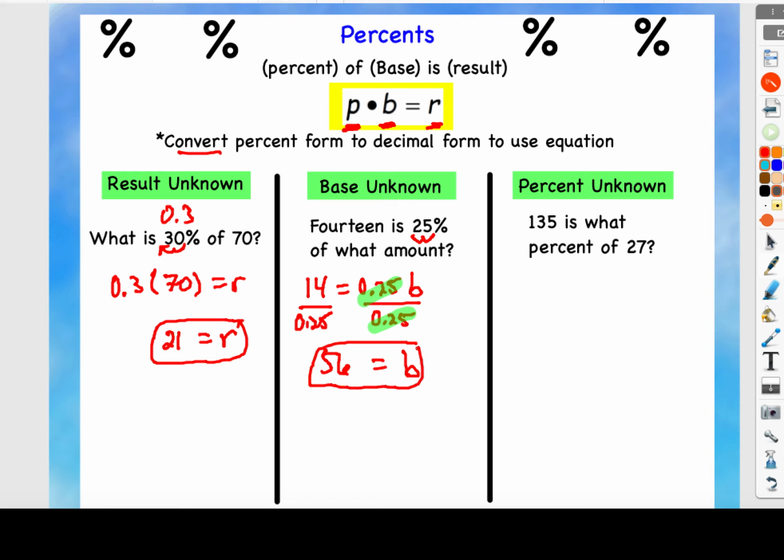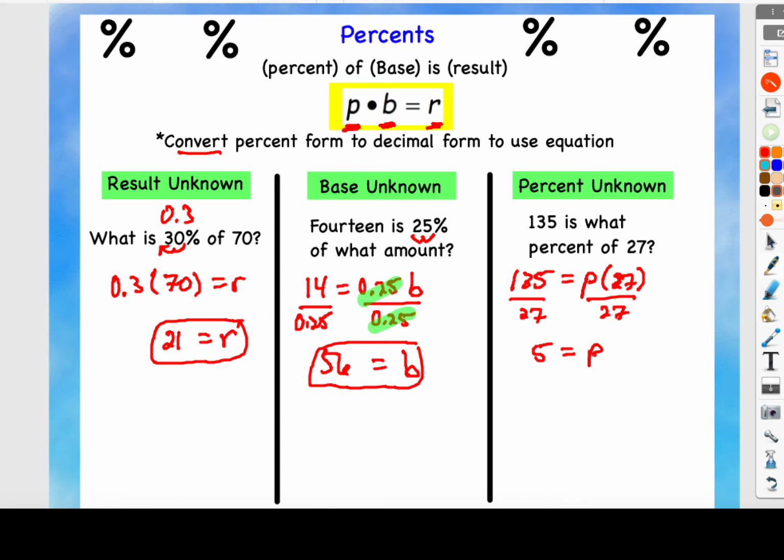And then finally, what if we're missing the percentage? Well, again, 135 is what percent? Well, I don't know that part. Of 27, right? Well, I'm taking my percentage times 27. Let's divide out that 27. Divide out that 27. And we end up getting 5 equals P. But now you have to be a little bit careful here. That's kind of a deceiving answer.